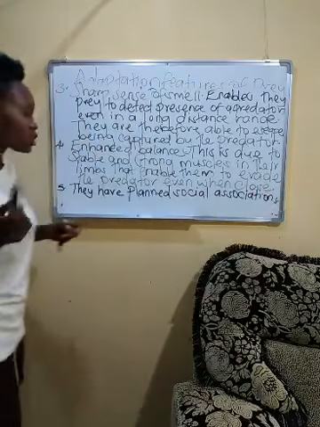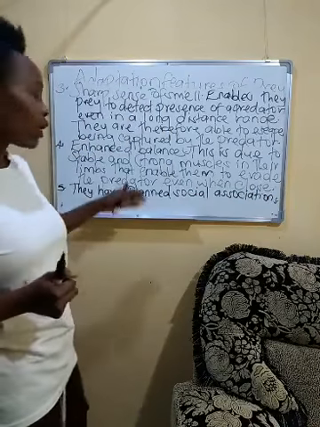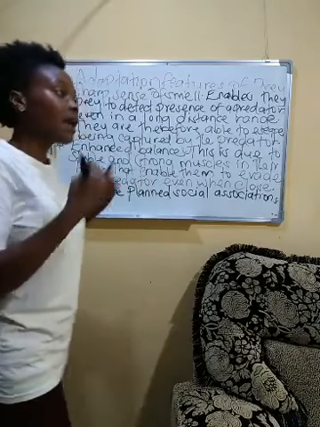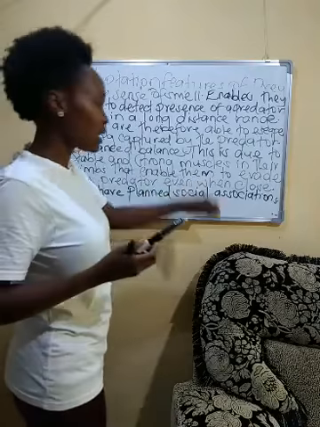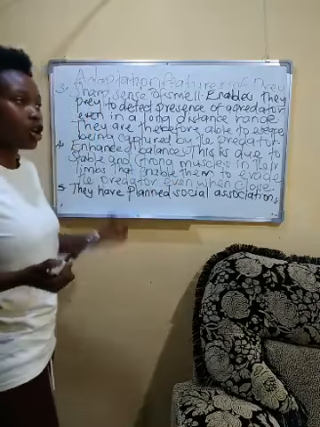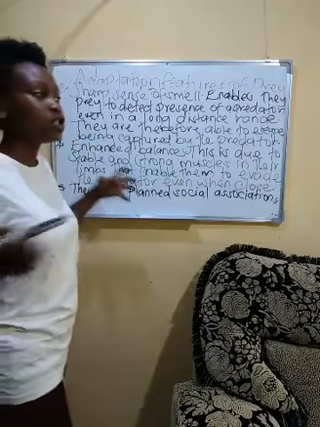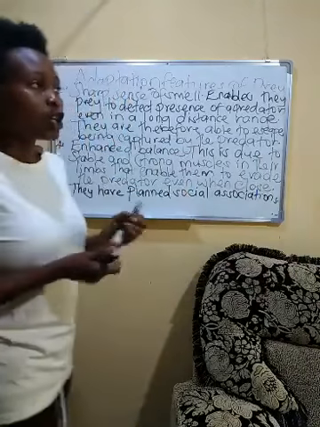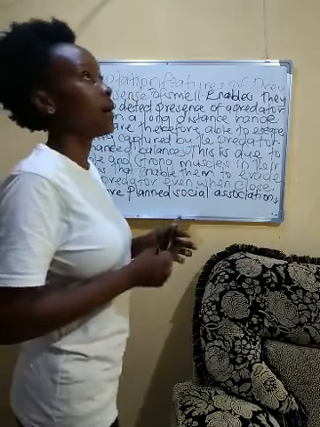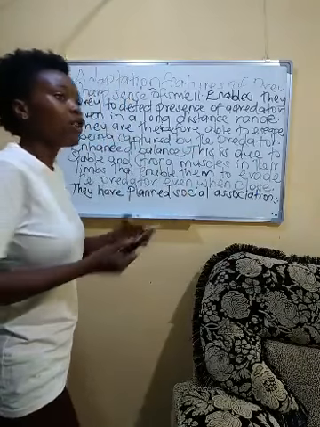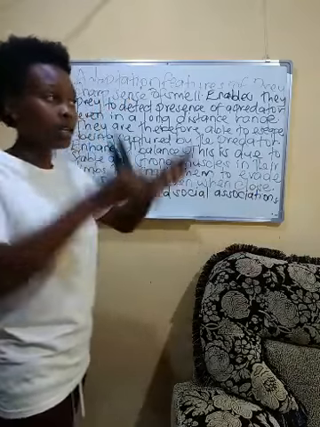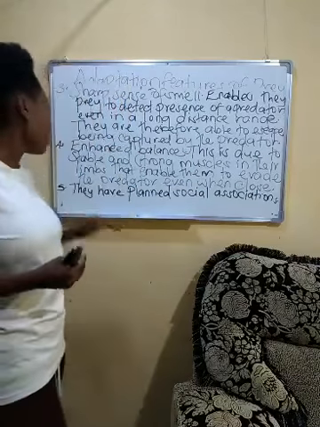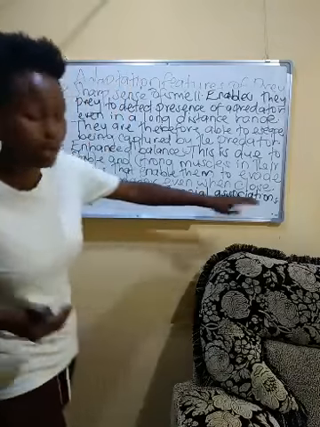Now, what do we mean by social associations? This is where we find that a prey is able to evade or escape from a predator, not just on its own, but due to the help of other prey, working as a group. In most cases, most prey do not exist alone in the environment. They are found in large herds, and that is what we call social associations.